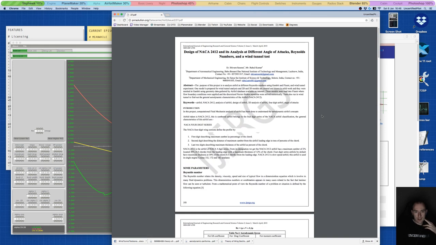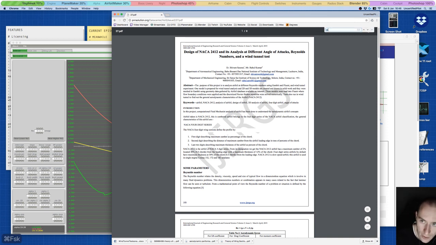Let me have a close look. This is the document that comes closest to what we're looking for. Actually, a scientific paper, published 2015, International Journal of Engineering Research and General Science. Sounds good. Design of the NACA 2412 airfoil. That's the general type that we're using. And its analysis at different angles of attack. Great. Reynolds numbers and wind tunnel test. That's indeed a title that looks good. The only thing that's missing is Skyhawk. But perhaps they used the Skyhawk to do this, because I googled with the Skyhawk, so perhaps it's in here.